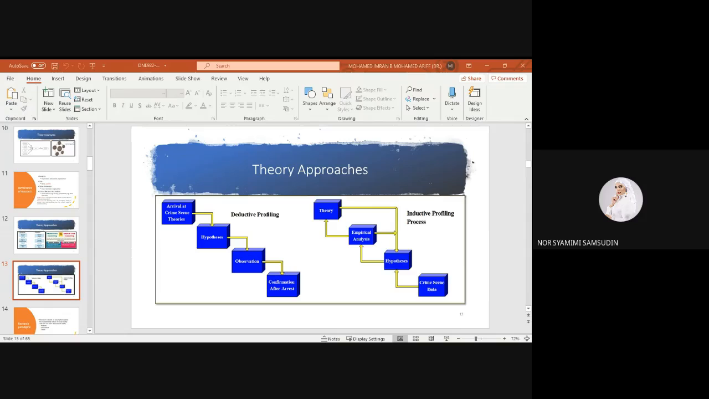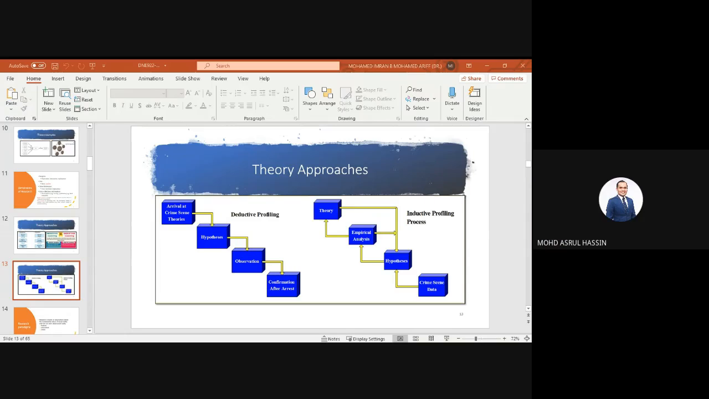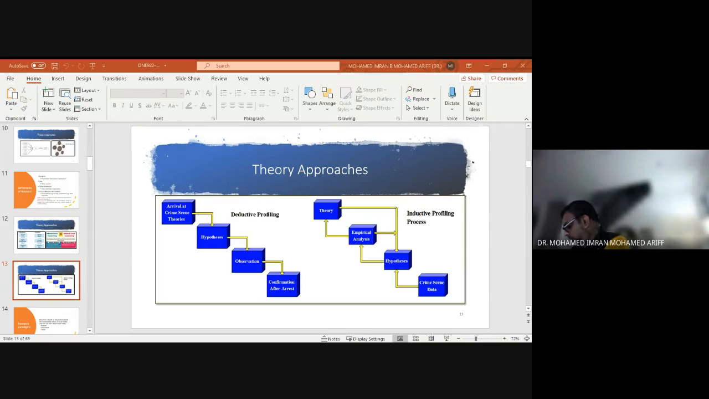Okay, thank you doktor. Yang lain-lain nak tanya soalan ke? Okay, others are okay? Cik Azrul okay? Okay doktor. Okay, faham. Okay, can you see my slides? Nampak tak slide saya? Boleh.